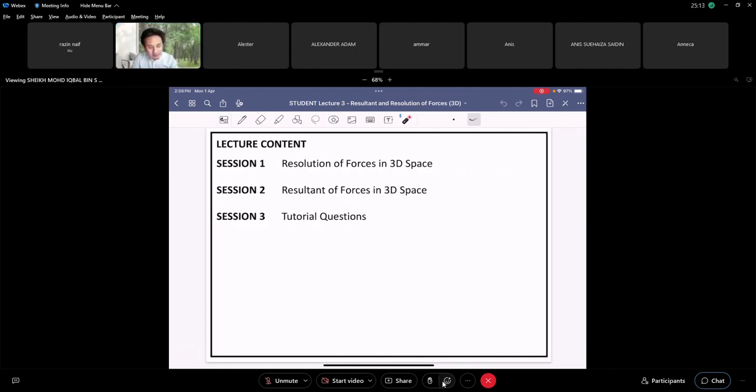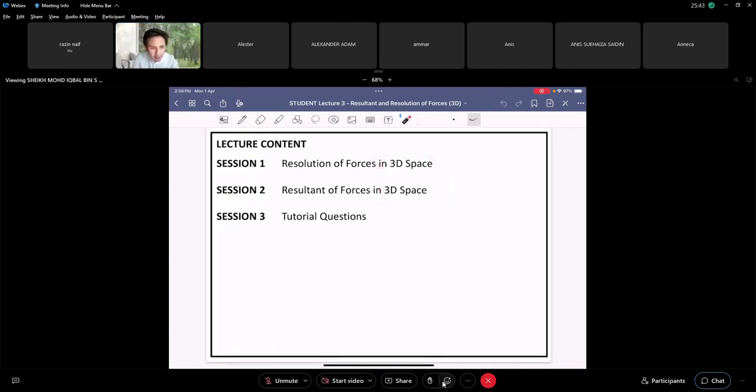For the first session, we're going to learn about the resolution of forces, the resultant of forces, and then the tutorial question. That's about it. It's the same thing. You already have the tools to solve 3 dimension, because you know how to resolve the forces in 2 dimension and how to find the resultant force in 2 dimension. So the tool is the same. The way to calculate it is the same in 3 dimension as well.